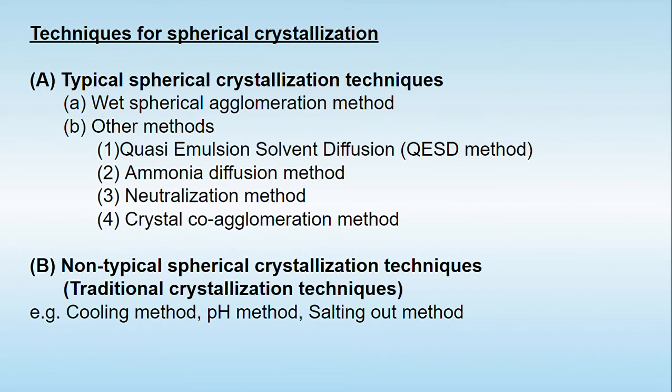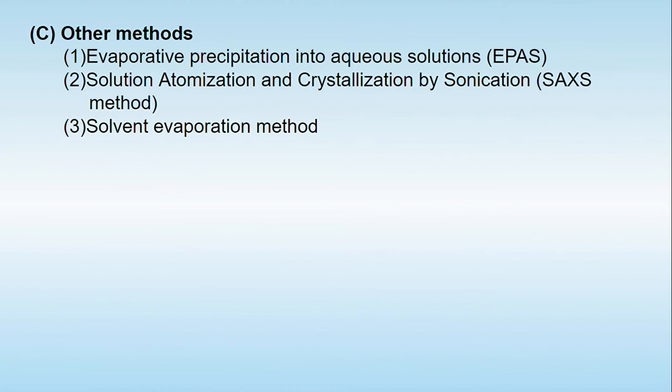While the non-typical spherical crystallization techniques are like traditional crystallization techniques, like the cooling method, in which we obtain the crystals by changing the temperature. In the pH method, we change the pH of the entire solution and form the crystals. The next one is the salting out method, in which we add a larger amount of solid, and then it is precipitated out. The other known methods are like evaporative precipitation of aqueous solution, solution atomization, and crystals by sonication. Here we use ultrasonic waves to form the spherical crystals, and also the solvent evaporation method.